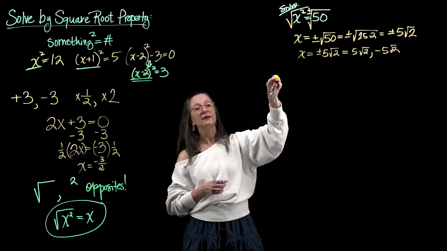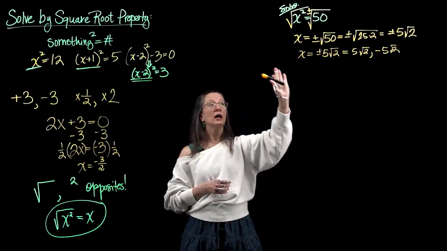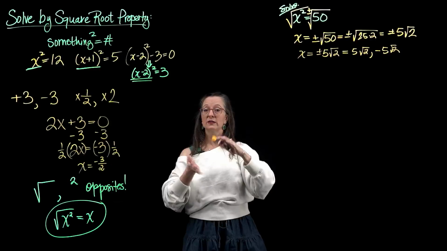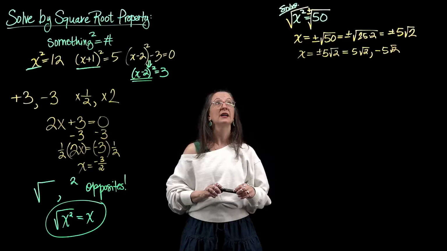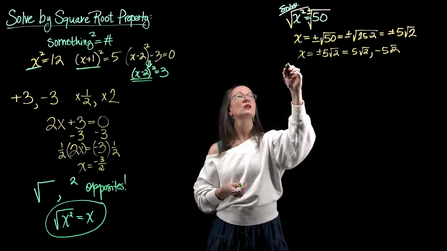Okay, so this is the method that we use. We want to isolate the squared thing on one side and the number on the other, take the square root of both sides, and simplify. So let's look at another one.